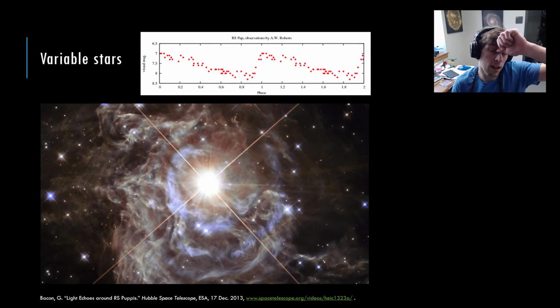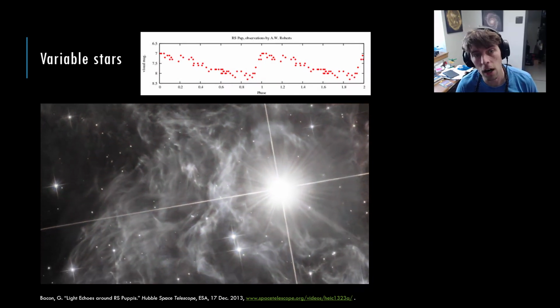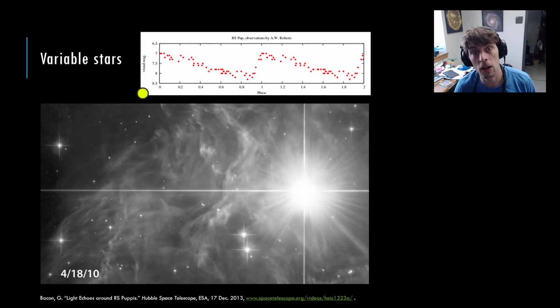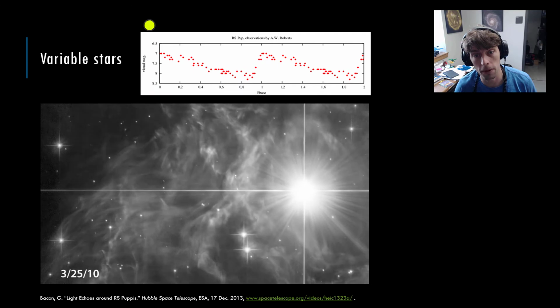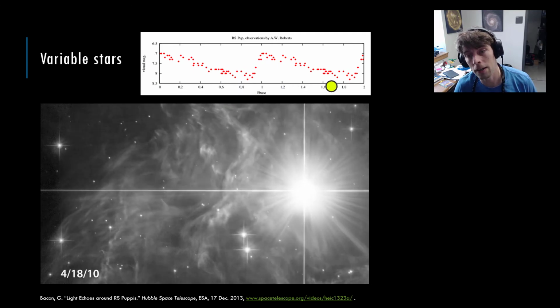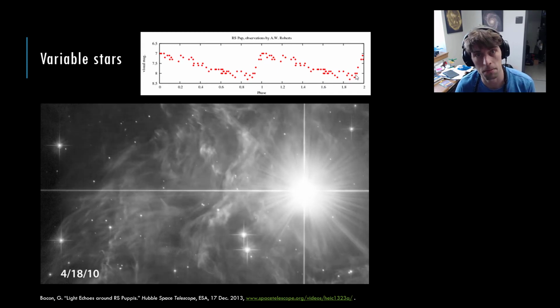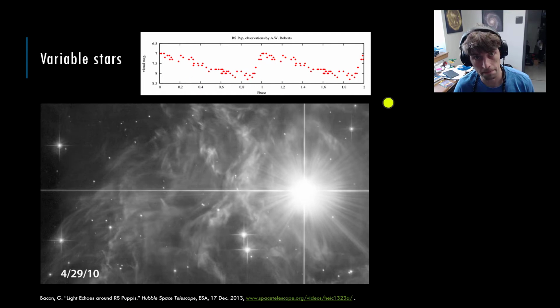Here is a plot of the brightness, the visual magnitude, the apparent magnitude of RS Puppis. And then at the bottom, it's labeled as phase. You could think of this as time. Okay. So this is what's referred to as a light curve, plotting the apparent magnitude as a function of time.